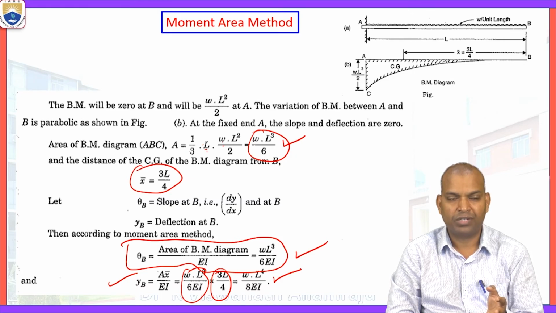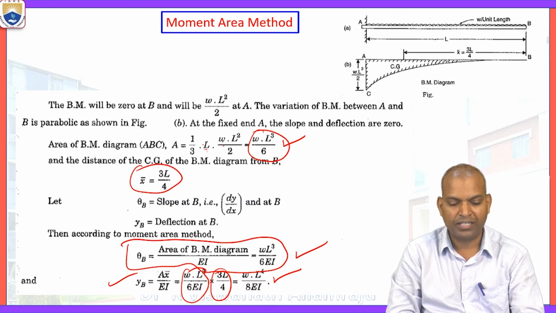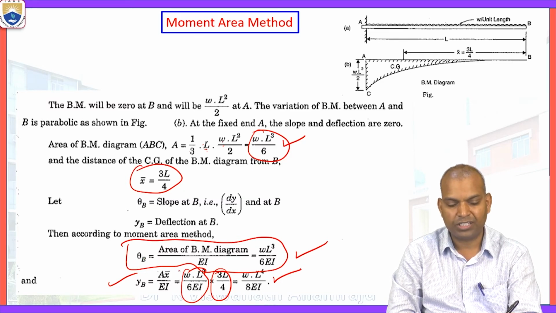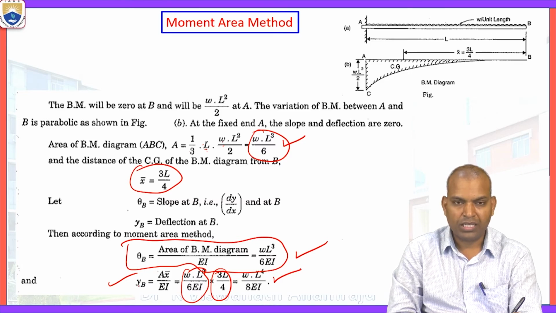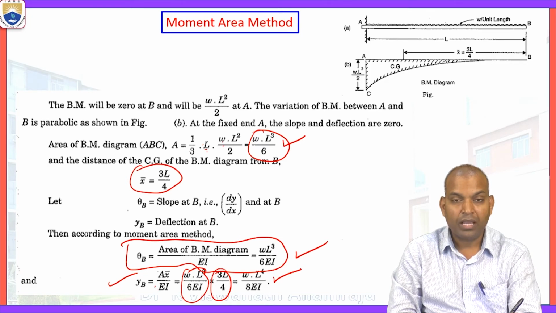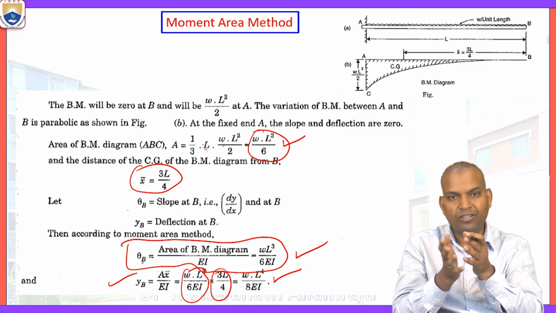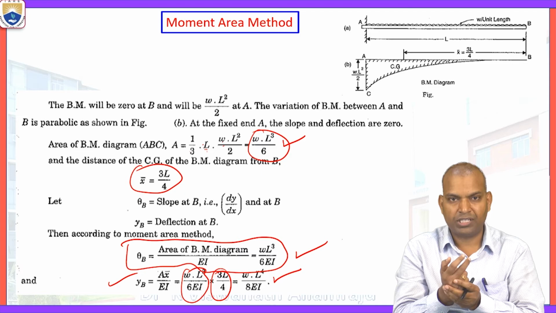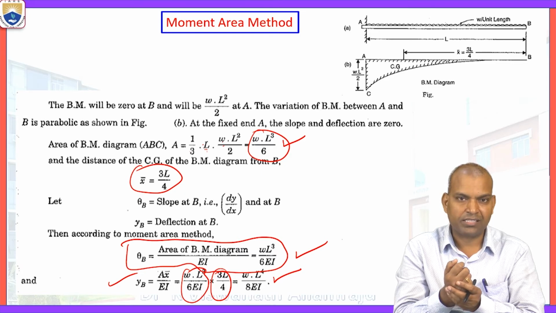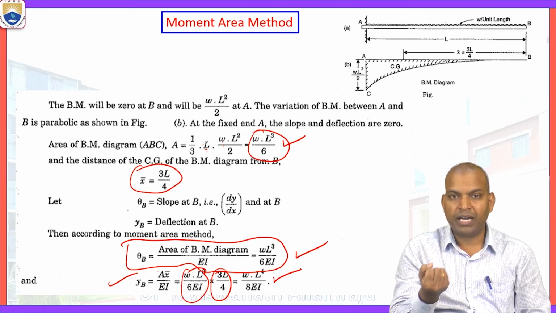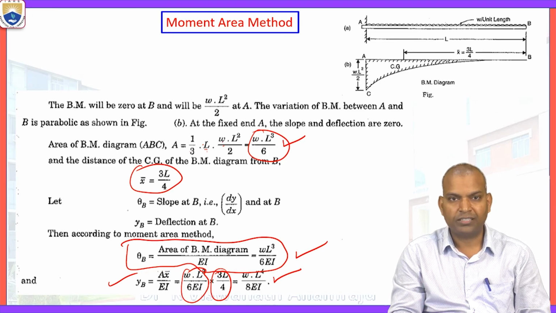If we know the substitution, what theta B and yB simplify to here, that is the area of the bending moment diagram by EI, that is flexural rigidity. And deflection comes as A x bar by EI. EI means flexural rigidity. But the flexural rigidity E and I are constants, whereas the bending moment diagram area and the centroidal distance x bar are important. If we know the area of the bending moment diagram and x bar values, we can go for it.